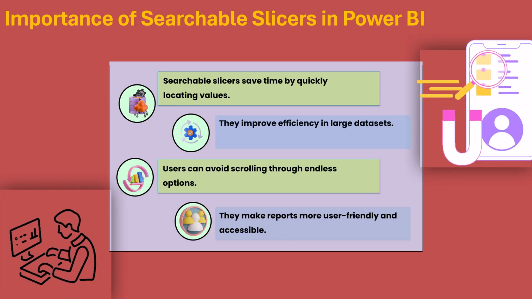Imagine scrolling through a list of thousands of values, pure frustration, right? That's where searchable slicers shine. They cut down your search time and make filtering a breeze. It's like having a GPS for your data instead of wandering aimlessly in a maze. Let's talk about why they matter and why losing them feels like misplacing your car keys.